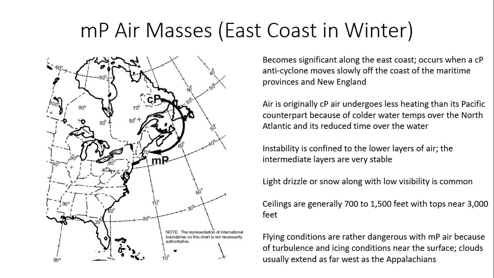This occurs when a continental polar air mass, again, the anticyclone or high pressure system, is going to move slowly off the coast of the maritime provinces as well as New England. And again, air that's originally continental polar undergoes less heating than its Pacific counterpart because the waters of the North Atlantic are colder than the waters over the North Pacific. And as a result, you get reduced time over water as well with this trajectory. You get this instability where you have colder air over relatively warmer water surface, but it's confined to the lower layers of the air mass.